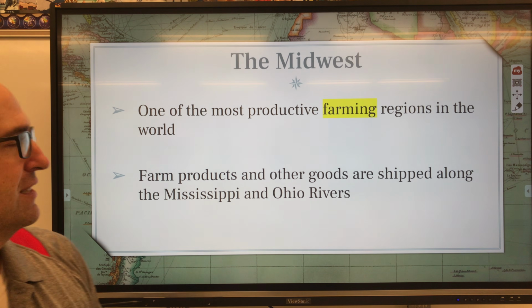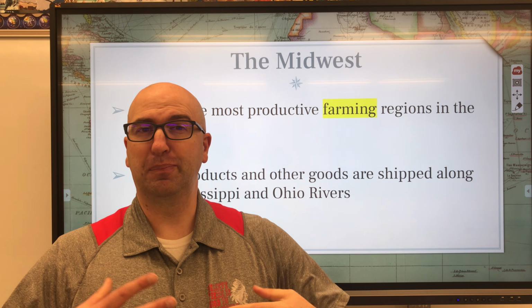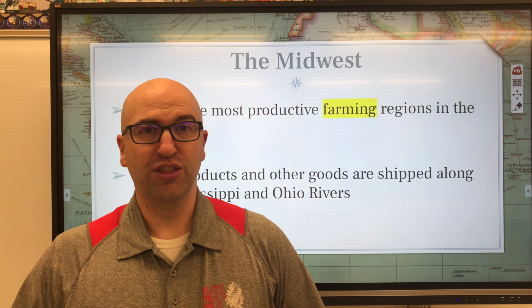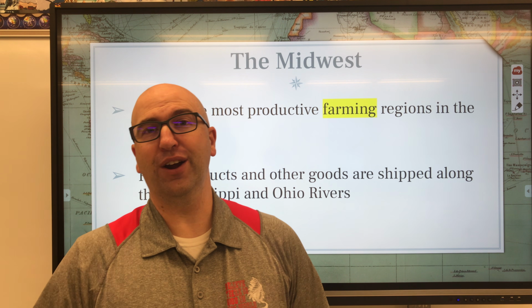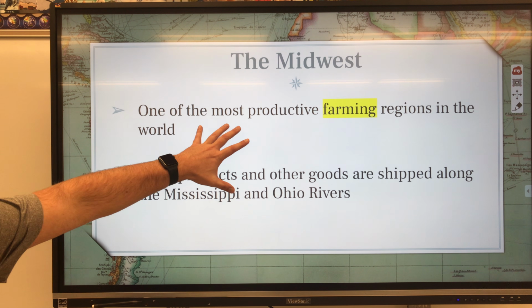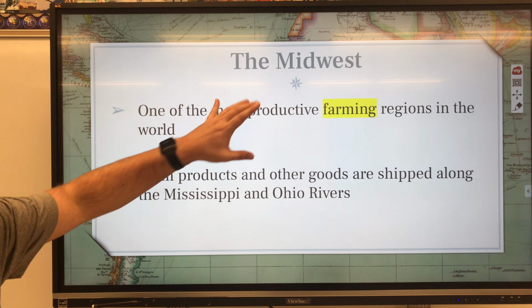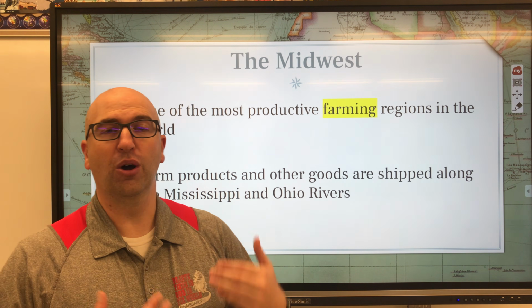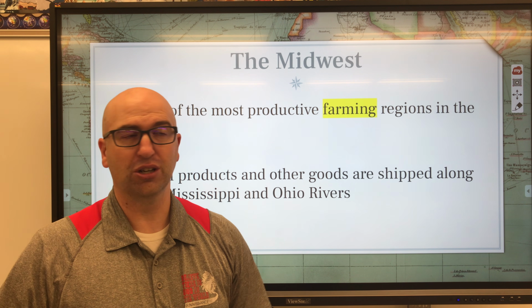Let's look at the Midwest. The Midwest has those plains areas, both the Central Plains and the Great Plains, and this is an area that is very dependent upon agriculture. So you have these large-scale farms for agriculture, and you can ship those farm goods along the Mississippi and Ohio rivers, and those can go anywhere in the world once they reach the Gulf of Mexico.